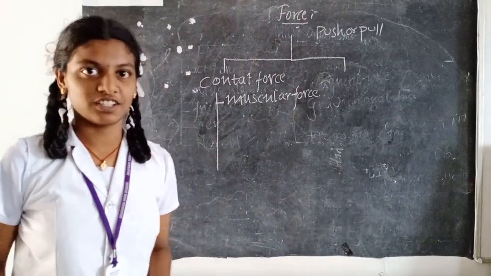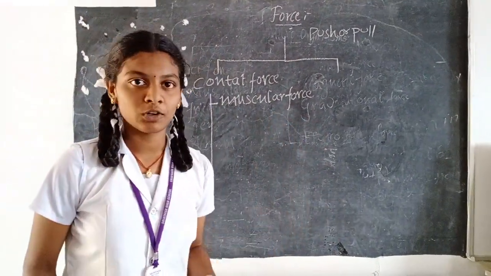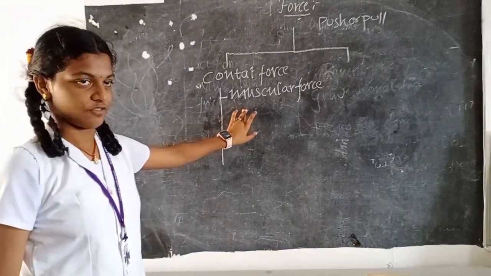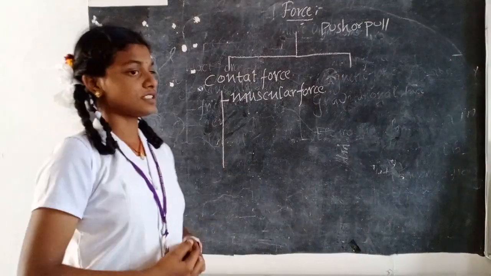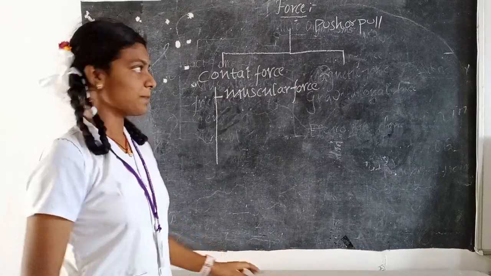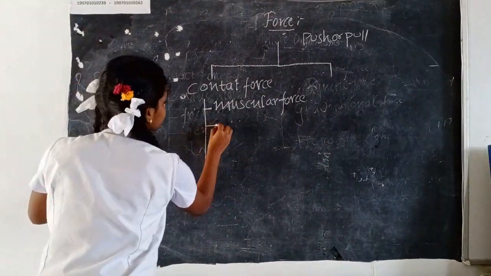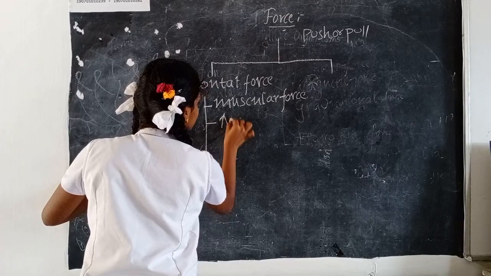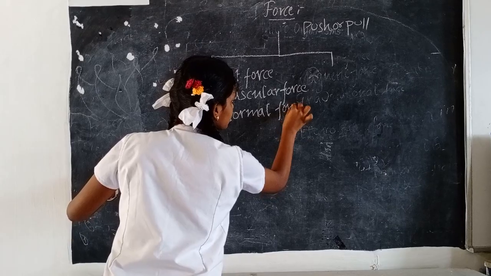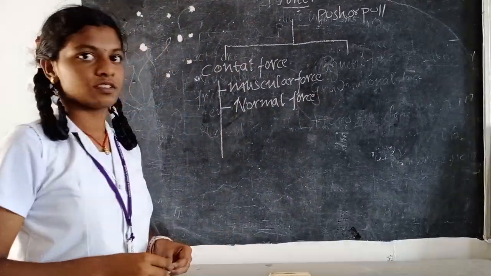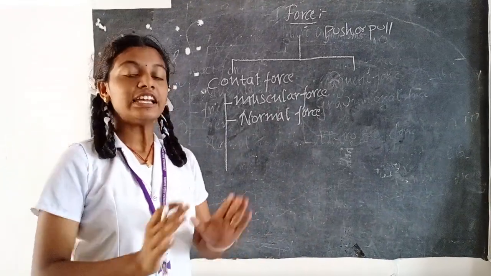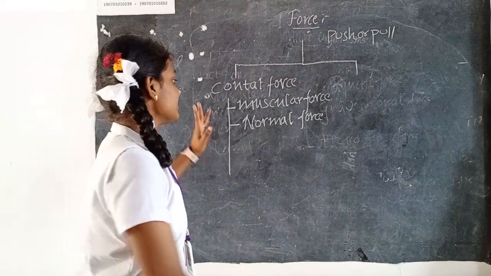The first one is muscular force. The force which is applied by our body muscles is known as muscular force. Let us see some examples. Lifting a bag or raising the board are some of the examples of muscular force. And the next one, normal force. The force which is applied on an object in a normal direction is known as the normal force. Let us go for the third one.